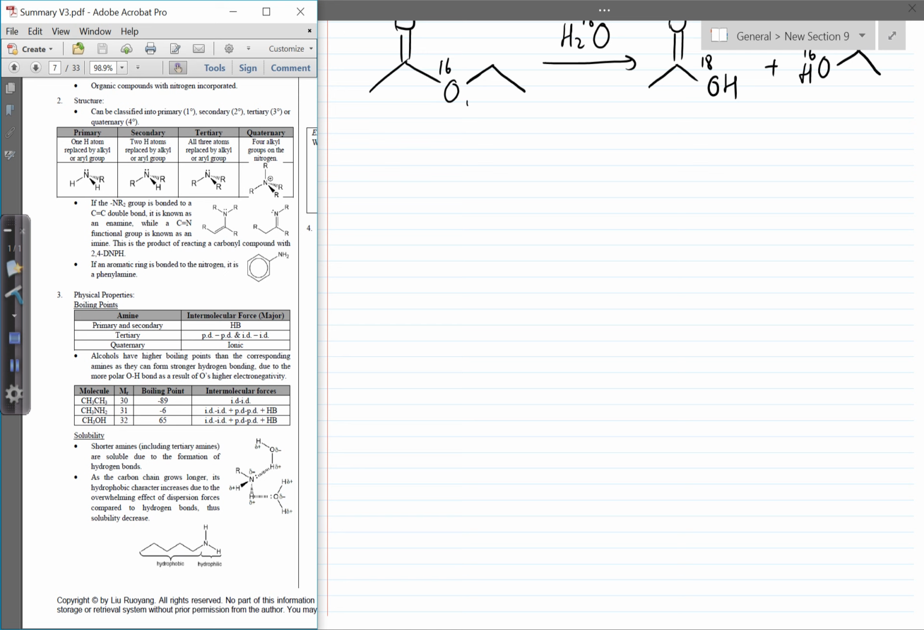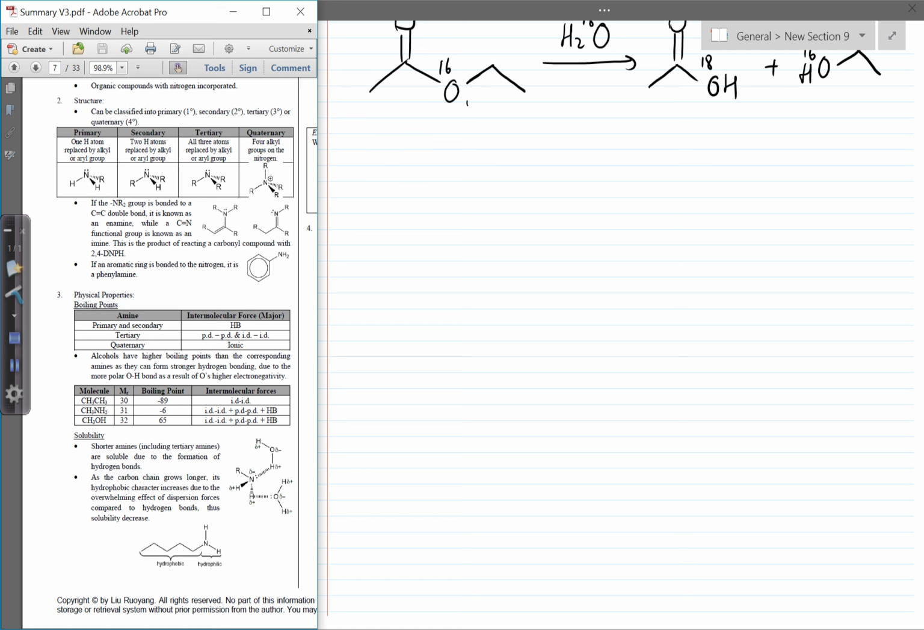So alcohols have higher boiling points than corresponding amines because they can form stronger hydrogen bonding due to the more polar OH, right? If you compare the boiling points of the three species below, their Mr are about the same, but their intermolecular forces are not that similar. For example, your methylamine is a gas at room temperature, while your methanol is a liquid, although all of them have hydrogen bonds.